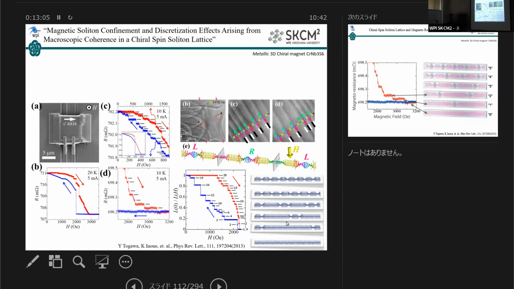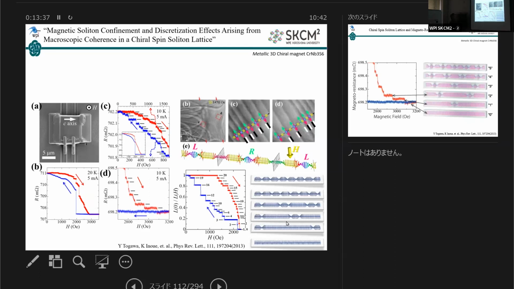Then if we look closer at the final part of this, we can measure the number of solitons. This one is 1 soliton, 2 soliton, 3 soliton, 4 soliton, 5 soliton, and 7 soliton. We can count the solitons by magnetoresistance. We have the big hysteresis, so we can use multi-step memory on this sample.